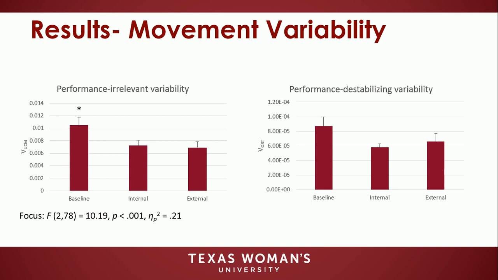In reality, internal and external focus both had lower VUCM than the baseline trials, and internal and external focus conditions did not differ from each other. In the performance destabilizing variability, or the VORT, we saw a similar pattern of results but no significant differences.